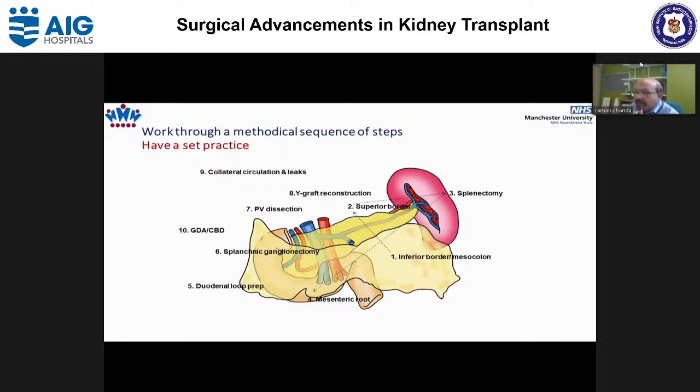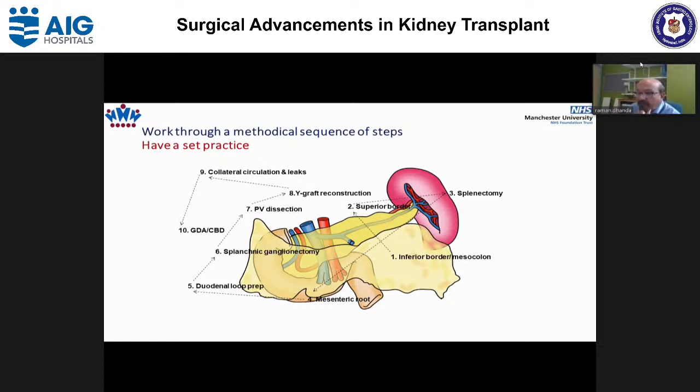Then we go on to the mesenteric root to reinforce it. Then work the duodenal loop to the right size for transplantation. Follow this by removal of the ganglion around the SMA. Then we dissect the portal vein, reconstruct the white graft, follow it by checking for collateral circulation and any leaks which might be missed at the time of reperfusion. So try to deal with them as much as possible at the backbench.